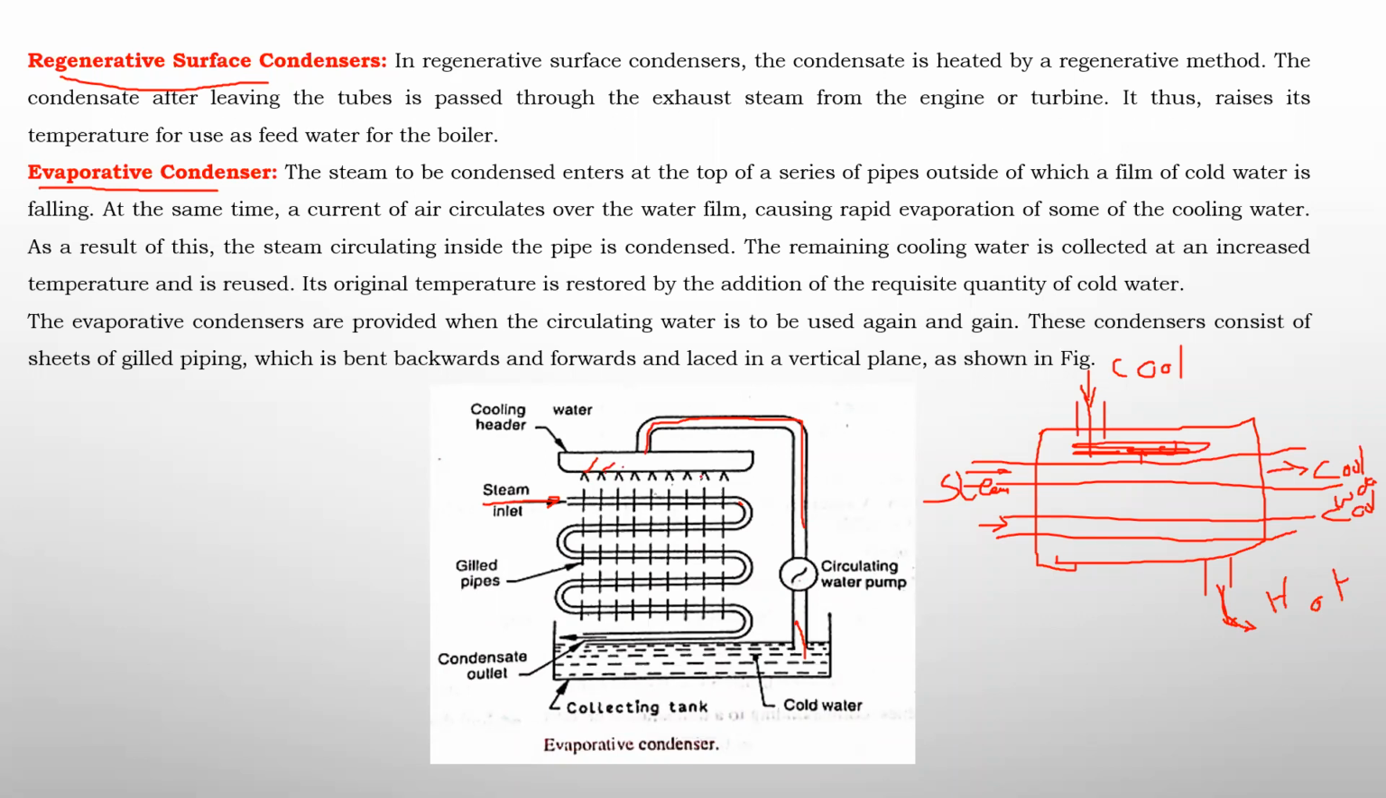What will the nozzle do? It will make fine droplets of water, and these droplets will be sprayed over the pipe. Because a droplet has a very small surface, when it touches the surface of this pipe, which is in hot condition because steam is passing inside the pipe, this droplet immediately gets evaporated. That's why it is called an evaporative surface condenser.